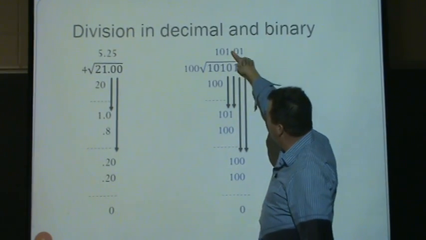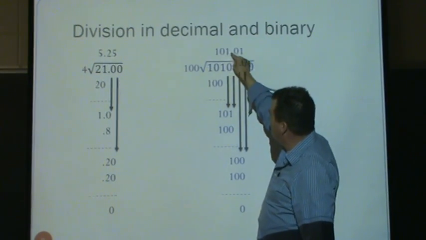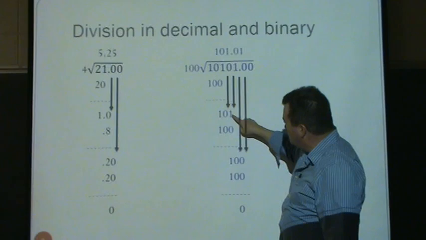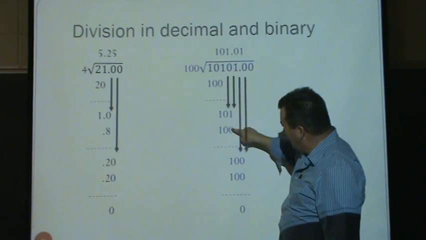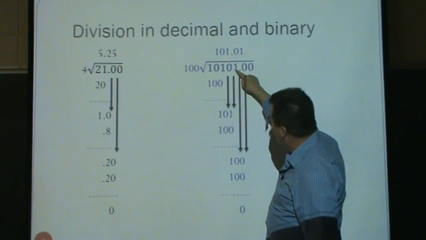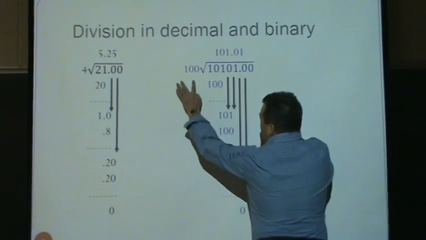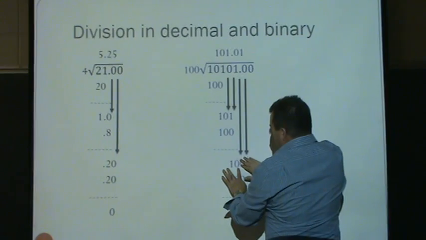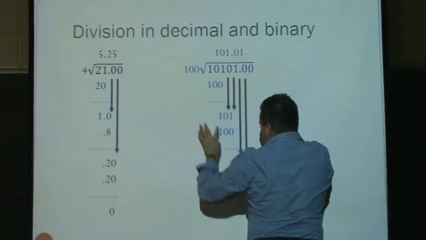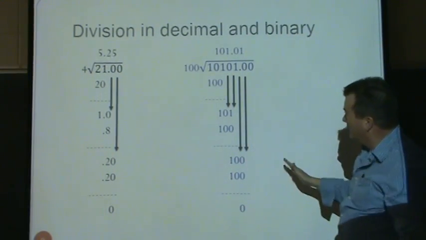And if the answer is yes, you put a 1 here. If the answer is no, you put a 0 here. And then you subtract. And again, a 1 is left over. So we bring down a 0 and ask ourselves, can this fit inside of here? And the answer is no. We bring down another 0. Can this fit in here? And then we have no remainder. And we're done.